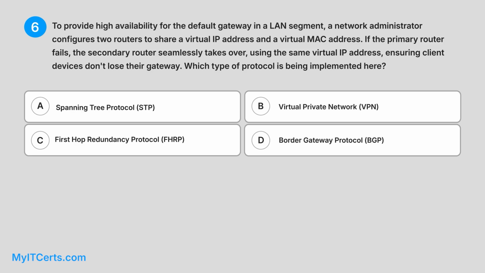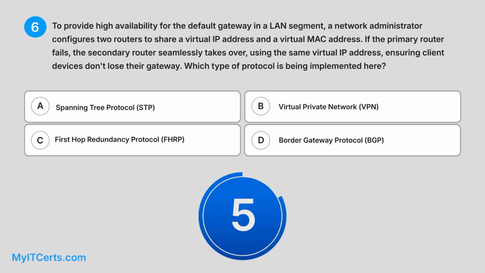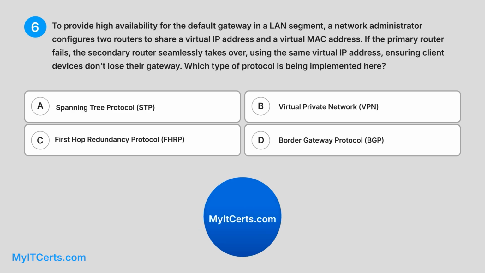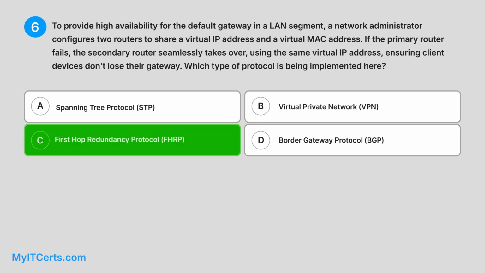A. Spanning Tree Protocol, STP. B. Virtual Private Network, VPN. C. First Hop Redundancy Protocol, FHRP. D. Border Gateway Protocol, BGP. Do you know the answer? Correct answer, C. First Hop Redundancy Protocol, FHRP.